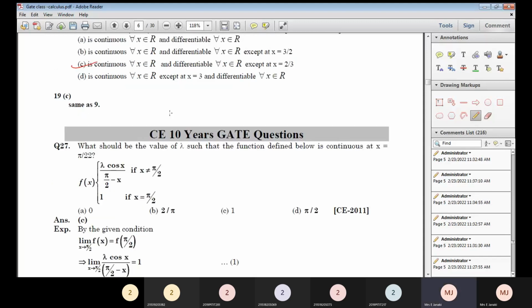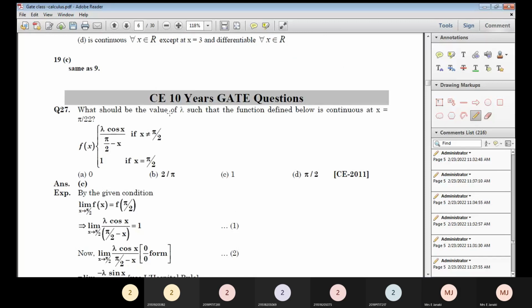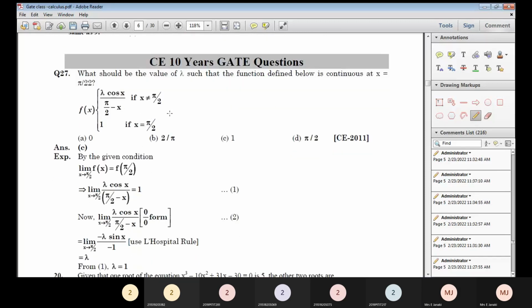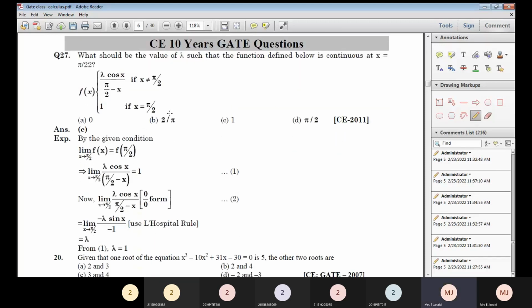So next, what should be the value of lambda such that the function defined below is continuous at x is equal to pi by 2?